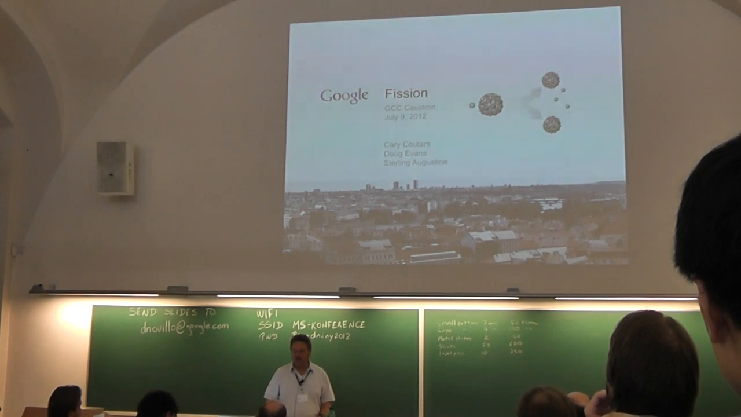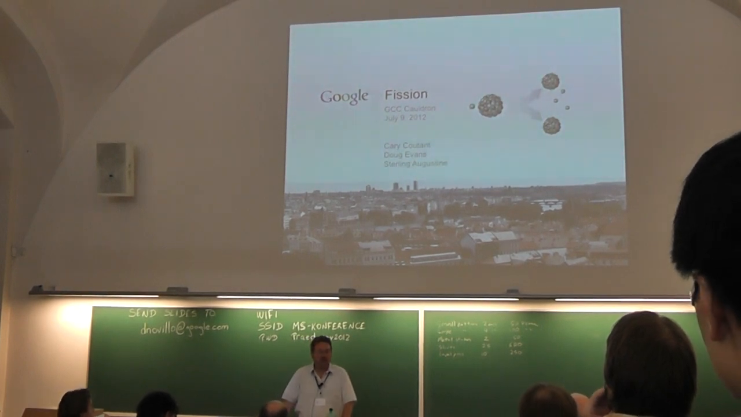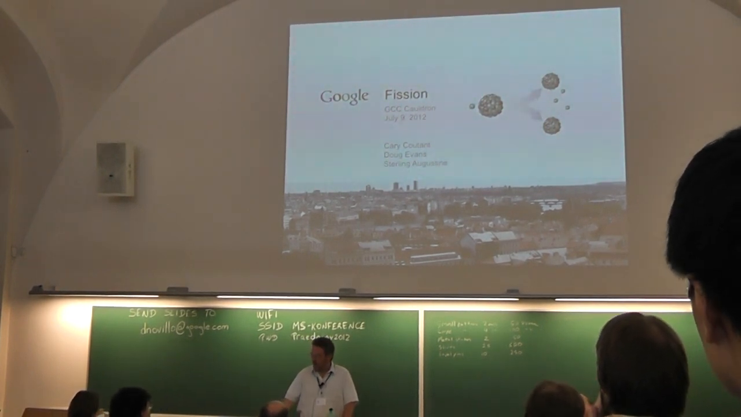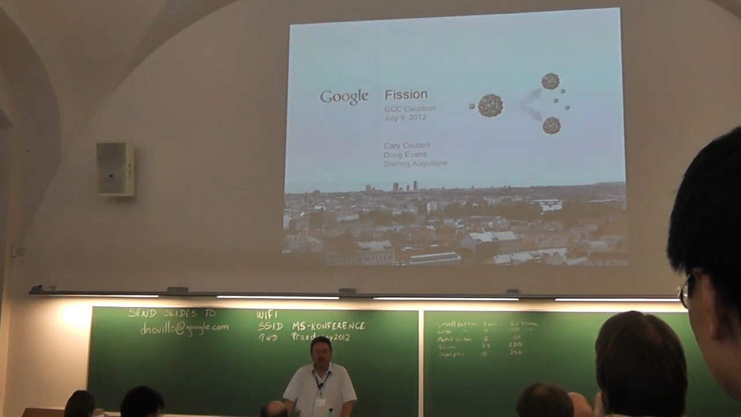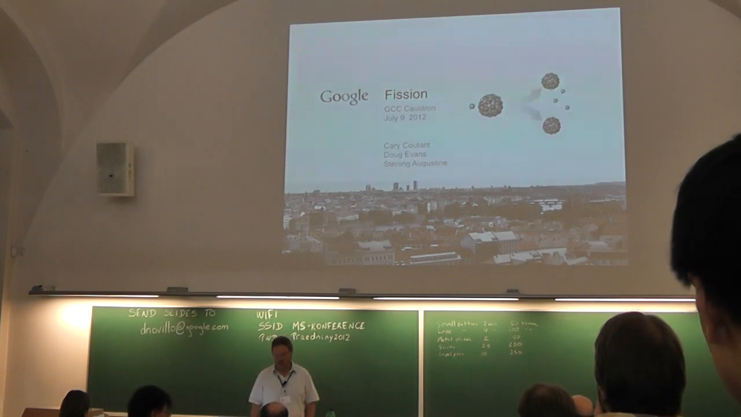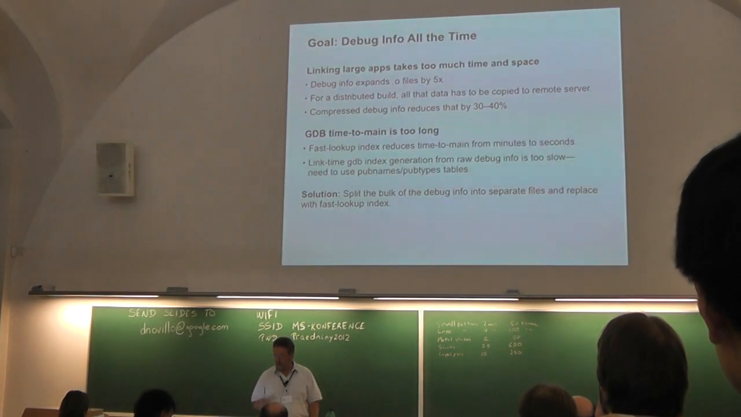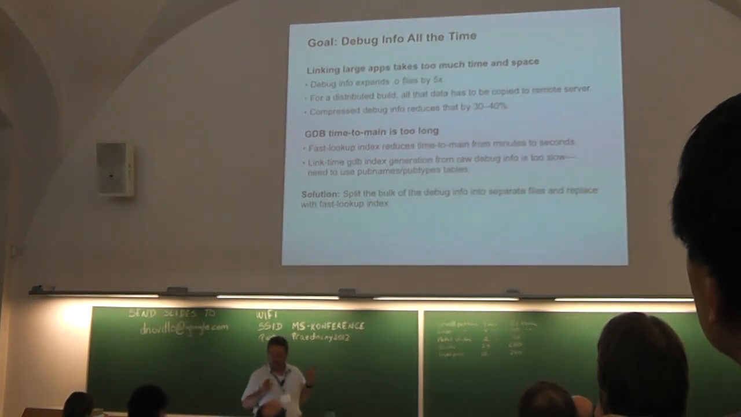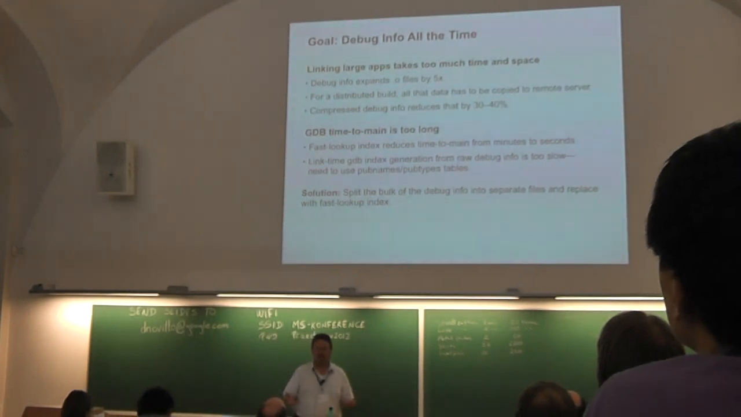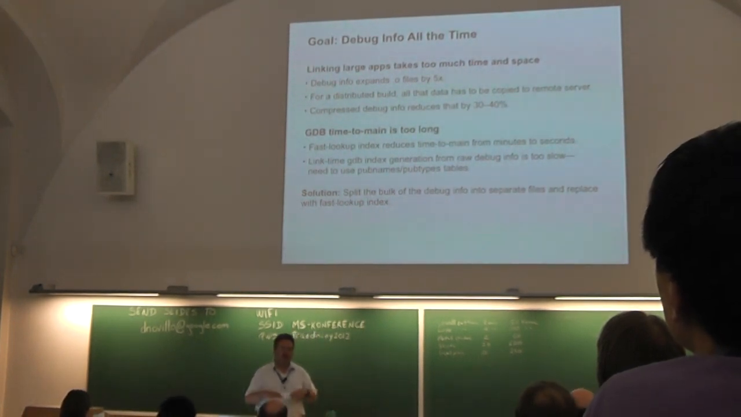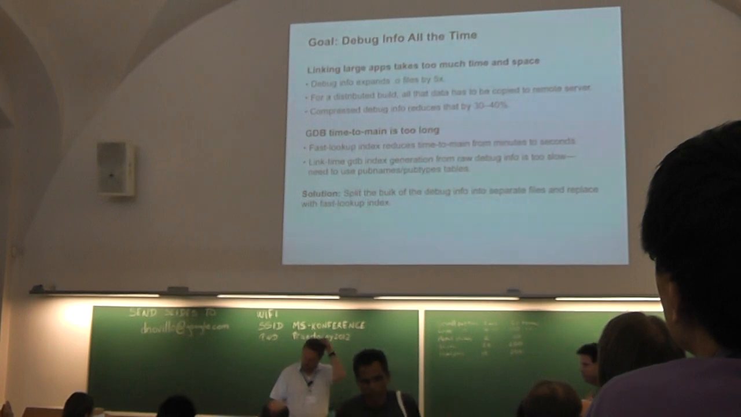So I'm going to talk about Fission. This is about splitting the debug information. At Google, I've been working with Doug Evans and others to try to improve the usability and the linkability of our files. The ultimate goal for us is that we want debug info all the time. We want to be able to turn it on for everything. Whenever anybody does a build, we want to have debug info with it so that we can debug it when we need it.